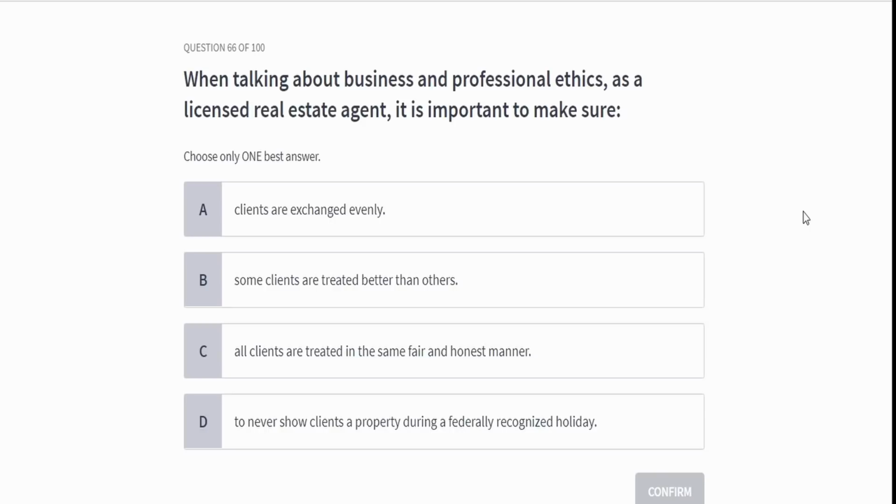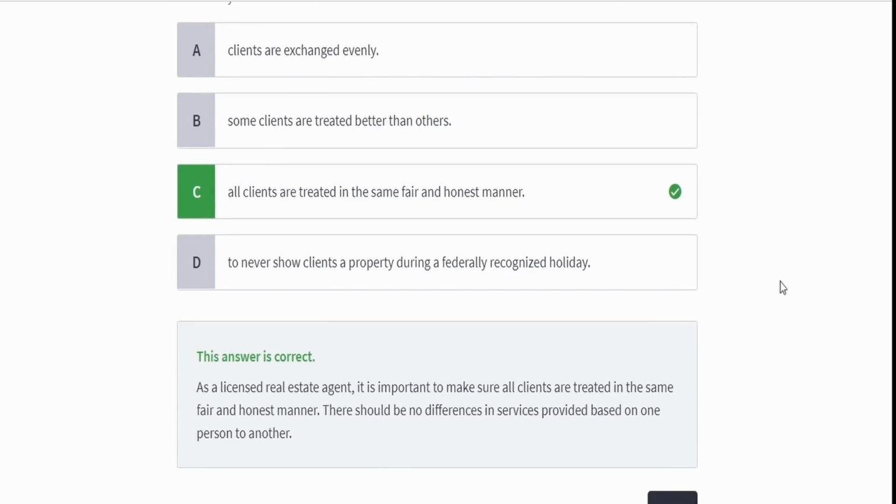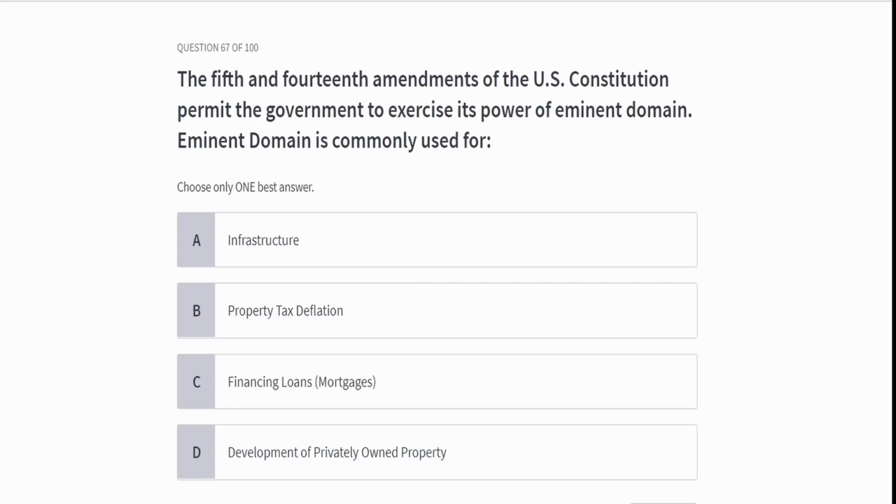Alrighty, hopefully you guys came with your answer. I didn't want to give it too much time on this one because this one's pretty easy. When talking about business and professional ethics, guys, what do we do? We treat all clients equally. We treat them all in the same fair and honest manner. Our answer is C. Pretty self-explanatory, don't need to explain that one too much.